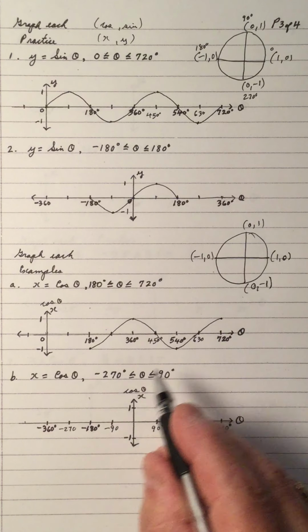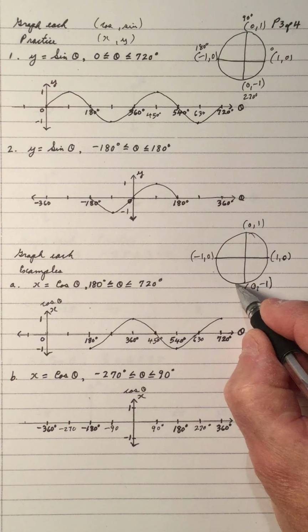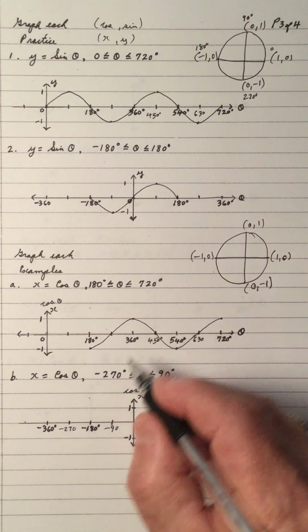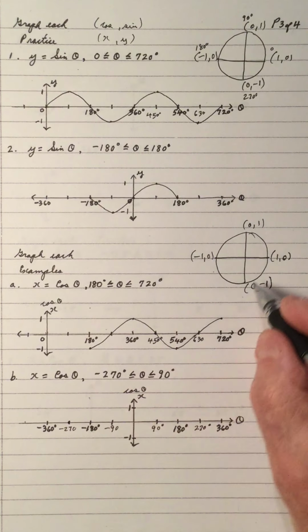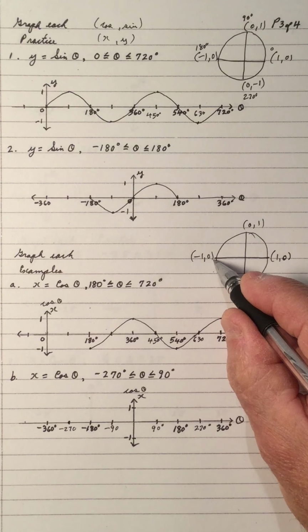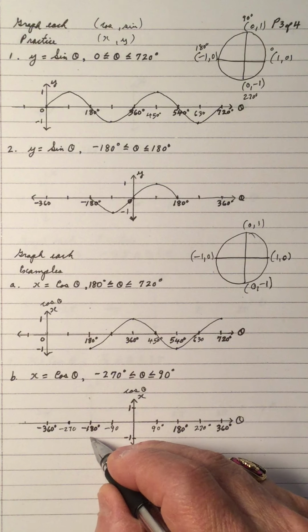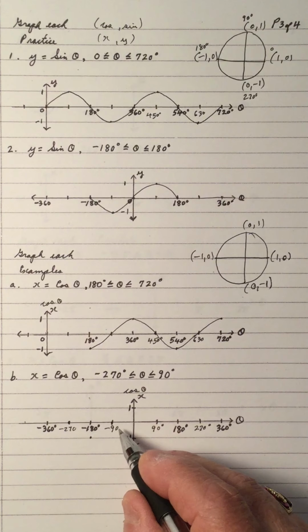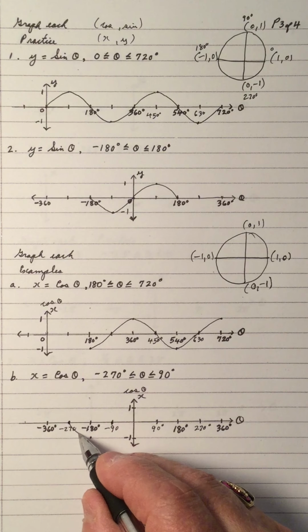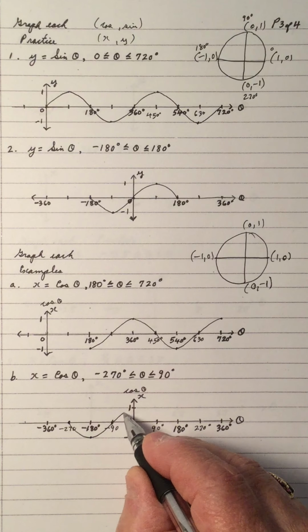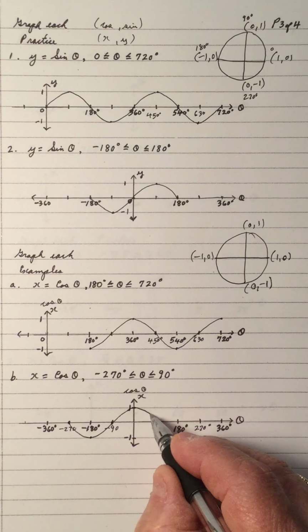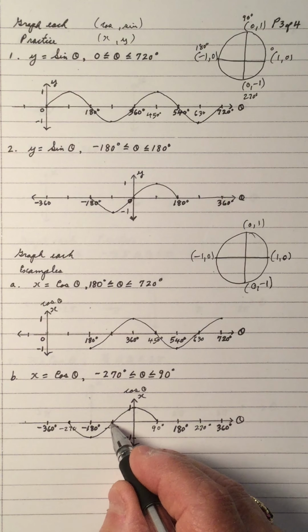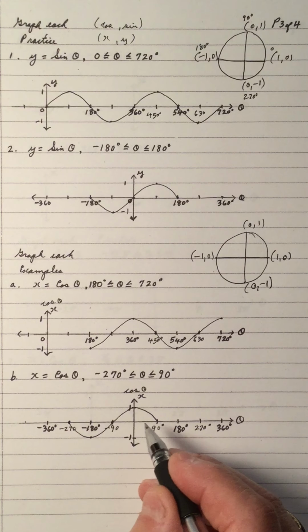So negative 270, negative 180, negative 90. Cos is the x, so negative 270, I got a 0. Negative 180 is right here, so cos is negative 1. Negative 90 right here, cos is 0. Now you can see the pattern. Now I can keep going, and there's the 1, back to 0. But I got to check to see if this is right. The next one is 0, next one is 1, next one is 0.